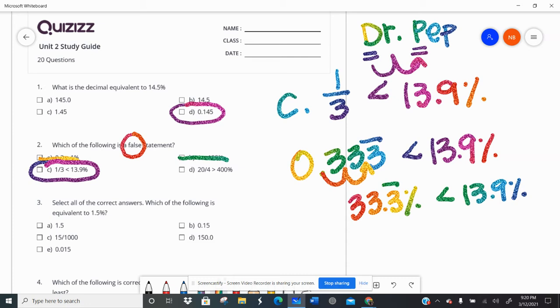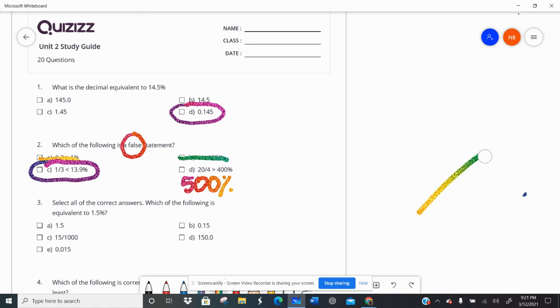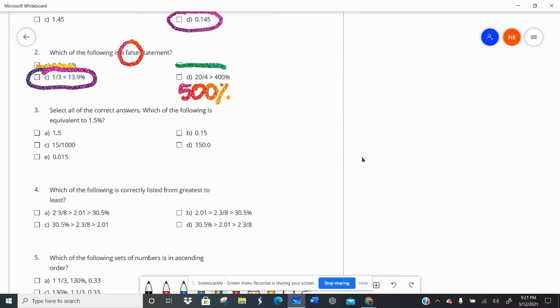It is greater than. I can double check D just in case this is a choose more than one. 20 divided by 4 would be 5. 5 whole things would be 500%. And 500% is greater than 400%. So there was only one false statement. So we really need to use that number sense when we're looking at these fractions, decimals, and percents. Like, what do we know? What can we eliminate to be true?